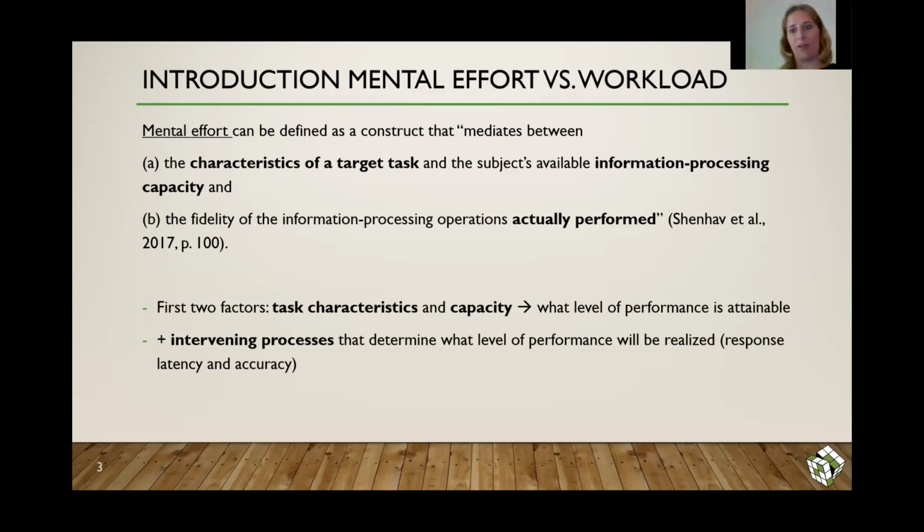These determine what level of performance is attainable, and this we can, I think, quite well capture with our cognitive modeling approach. The second part, the intervening processes that determine what level of performance will be realized, has a lot of facets, and that might be something that we should discuss in more detail later on: what all these intervening processes are and which are really the ones we can explain and which we can't. So we have some parts of that we can explain, and we can predict response times and accuracy, but I think there are a lot of other aspects too.